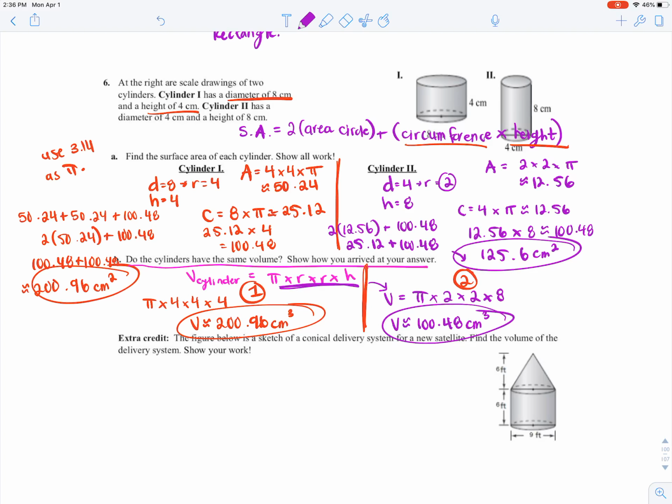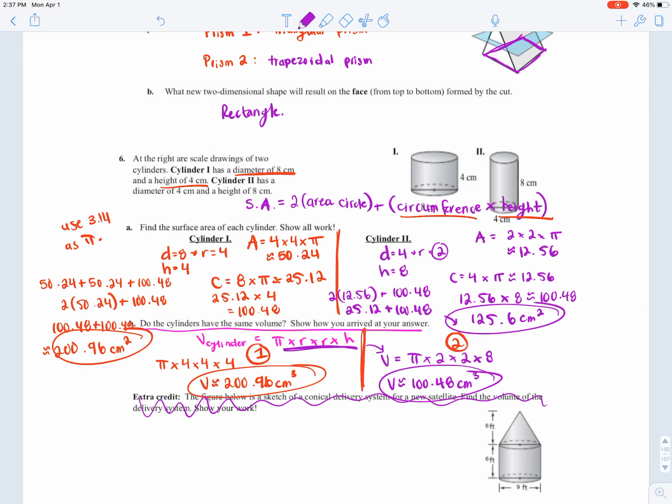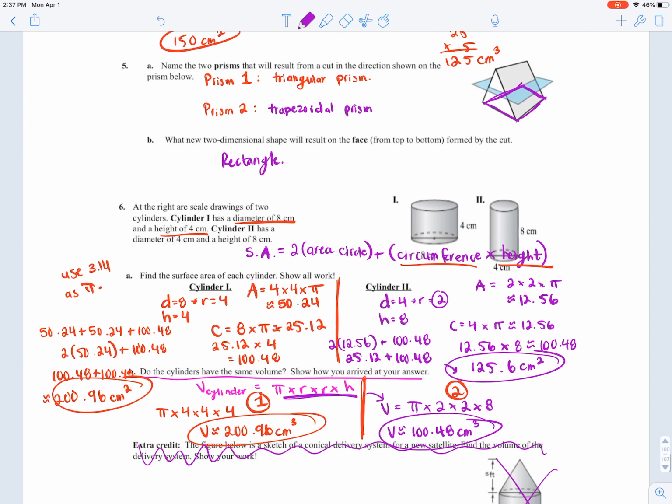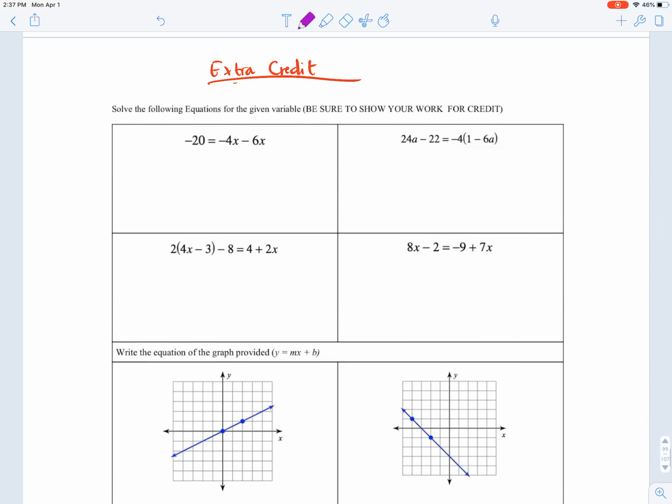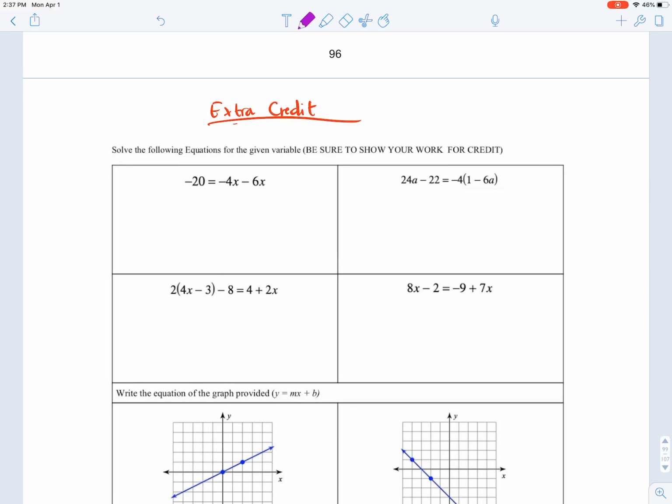So I think in conclusion we can say they do not have the same volume. Okay. Excellent. We're almost done, you guys. This extra credit problem, you guys do not know how to do this yet. That's going to be something we do in 8th grade, so don't worry, okay? So now we're going to go back to page 97. Page 97, this will be more like extra credit, okay, or the extra credit that you will see.